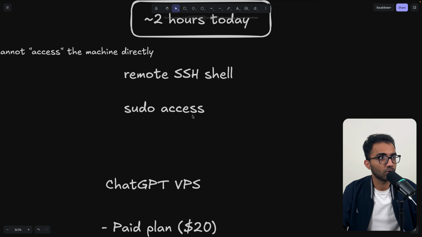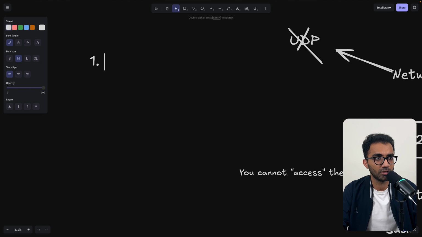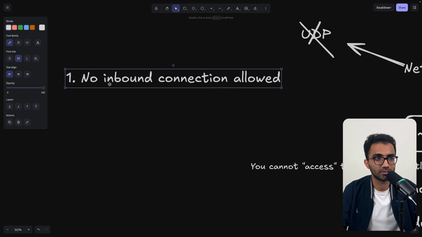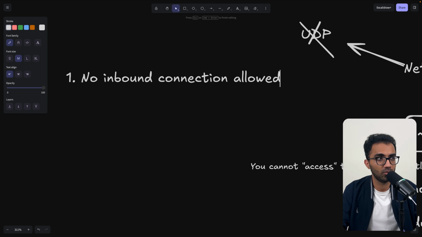Because the networking is also sort of weirdly restricted. First of all, there are some things that I found out. There is no inbound connection allowed. This does not have a public IP or anything, so you can write a server and listen on it, yes, but you just cannot get into that server, right? So there is no inbound.